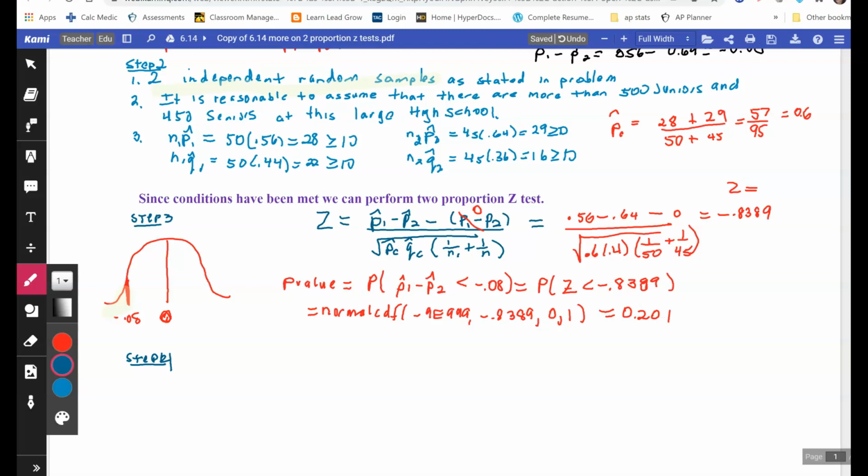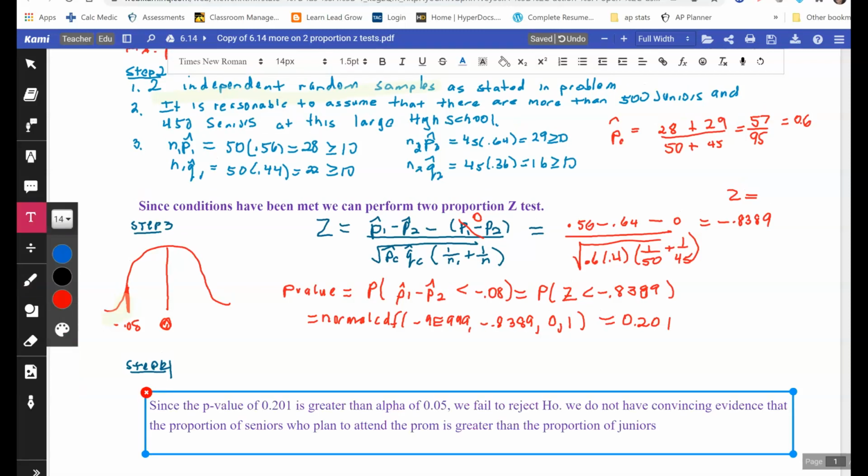So put this on hold and try. Did you get the following statement? Since the p-value of 0.201 is greater than alpha of 0.05, we fail to reject H0. We do not have convincing evidence that the proportion of seniors who plan to attend the prom is greater than the proportion of juniors. By the way, I use that text tool over there.